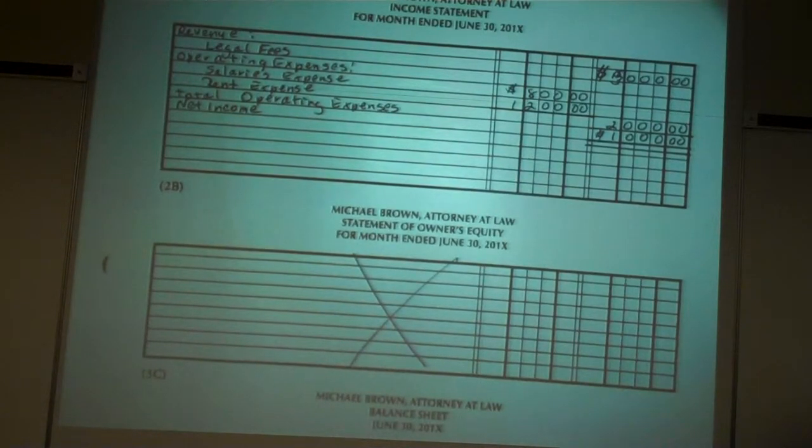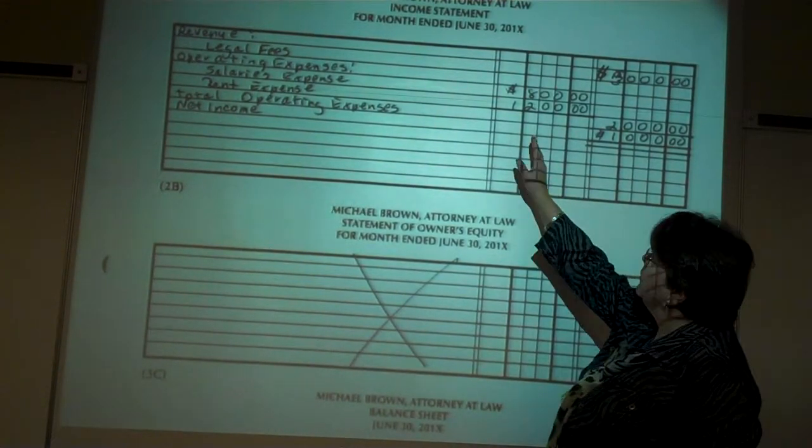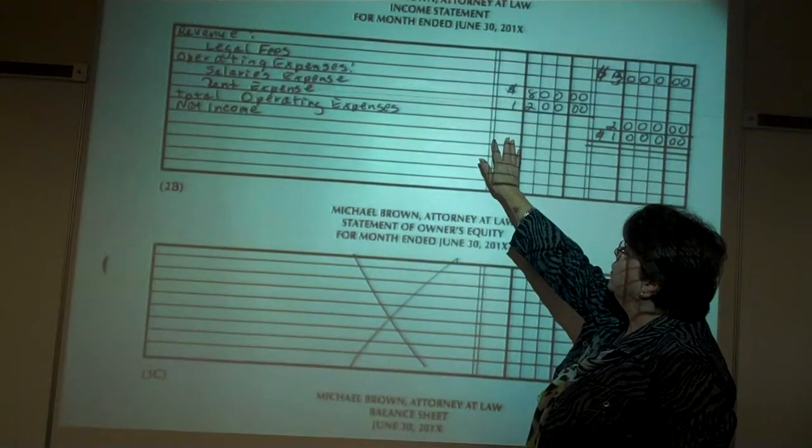Operating expenses, colon, and then I've indented salaries expense and rent expense. Now, all we had on that expanded accounting equation was our total expenses, didn't we? So we have to go back and look at which one was salaries and which one was rent expense. The rent expense was $1,200 and the salaries expense was $800. And I have a dollar sign on the first one, but notice I moved the dollar sign all the way over here.